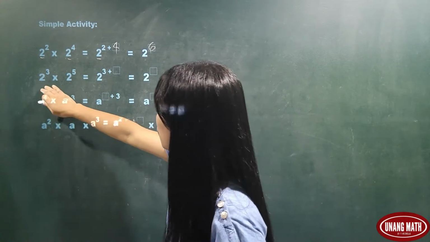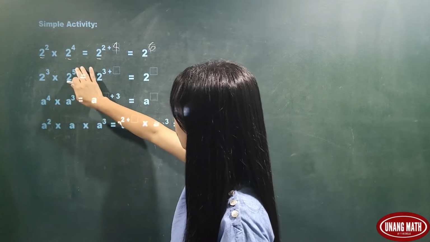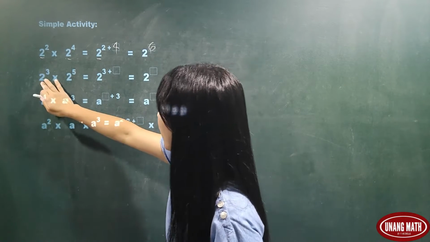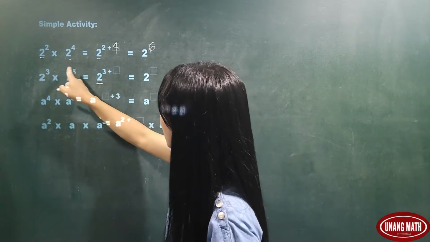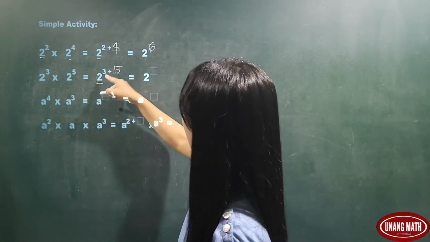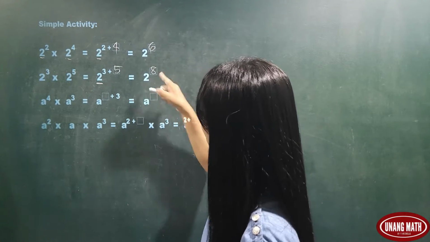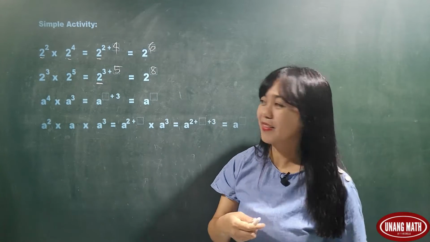Okay, what about 2 raised to the power of 3 times 2 raised to the power of 5? Okay, same bases. This is multiplication. So copy 2. Then 3 plus 5. That is equal to 8. So we have 2 raised to the power of 8.